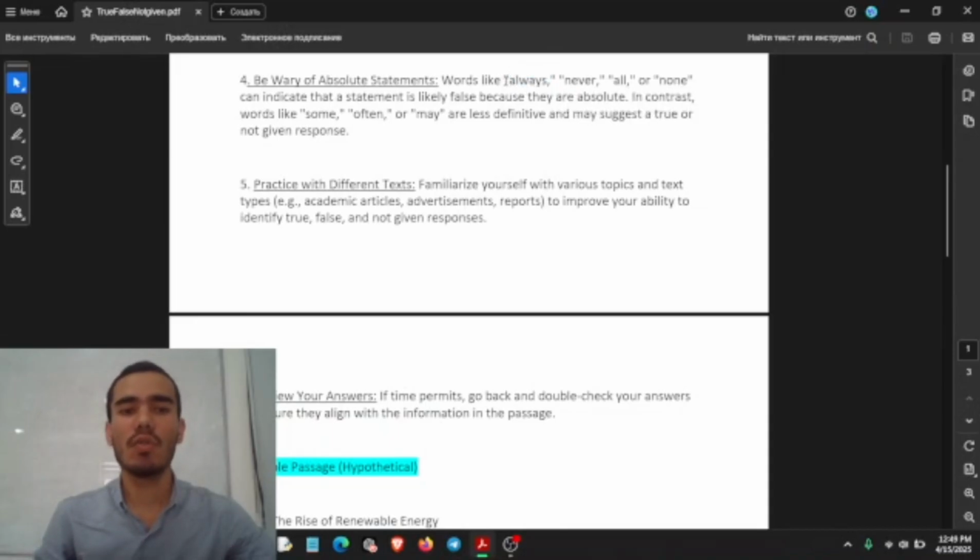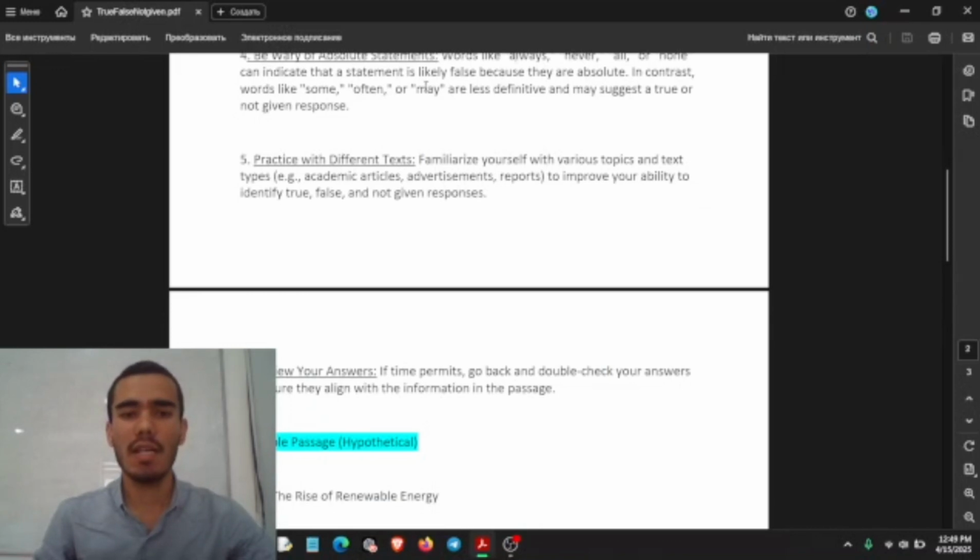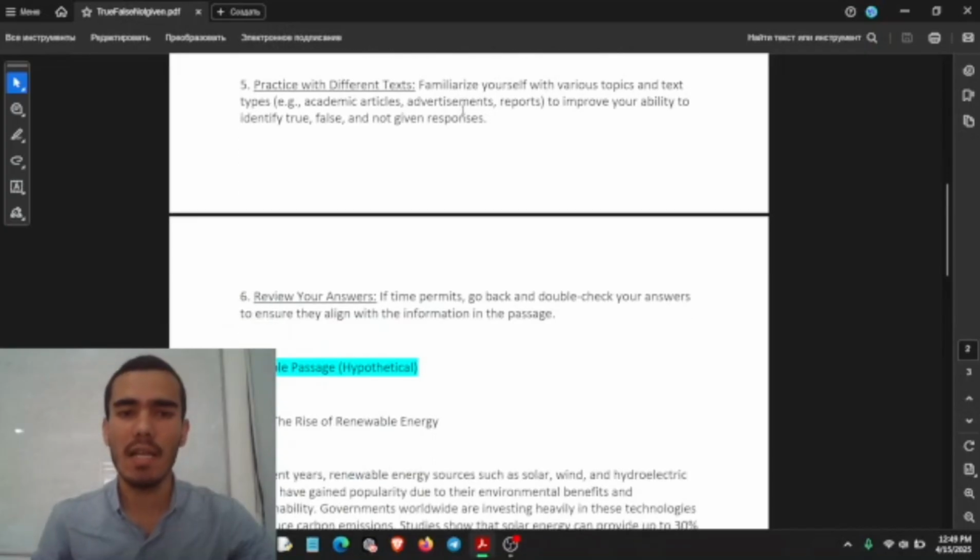That's why it's going to be not given. You will get used to this kind of thing when you do a lot of practice tests. So next one is going to be exactly that. Practice with different texts, meaning on different topics. Academic articles, advertisements, reports, authentic tests, IELTS tests. You can use those to practice as well and analyze, of course.